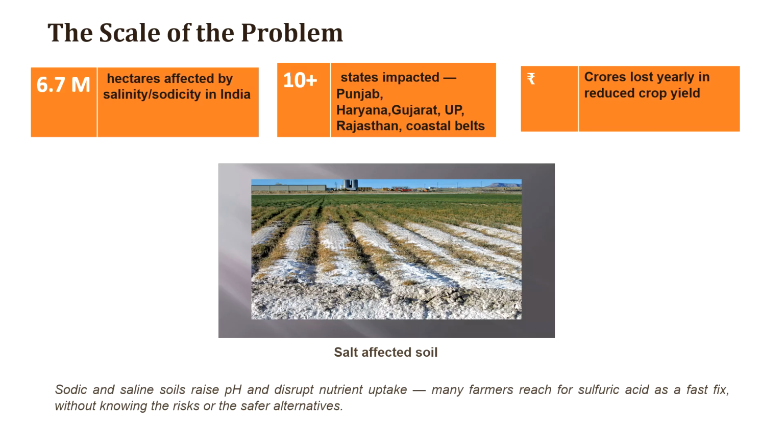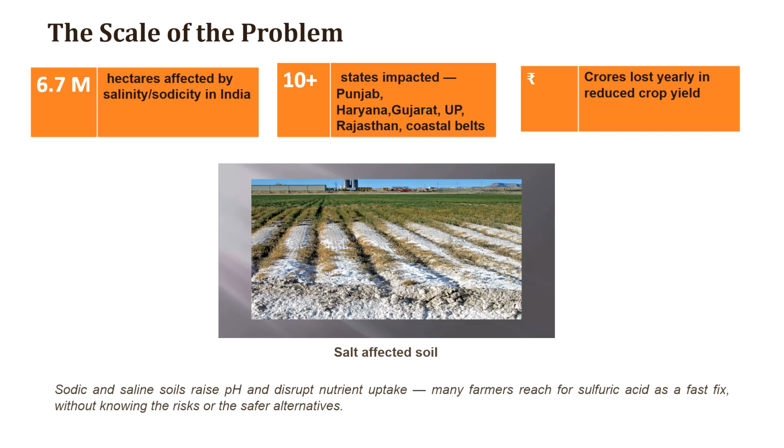The scale of the problem: 6.7 million hectares affected by salinity and sodicity in India. More than 10 states are impacted: Punjab, Haryana, Gujarat, UP, Rajasthan, and the coastal belts have the problem of salinity and alkalinity. Crores are lost yearly in reduced crop yield.